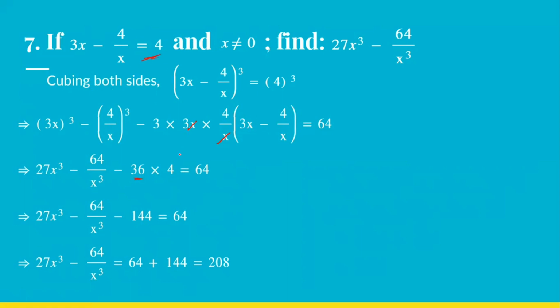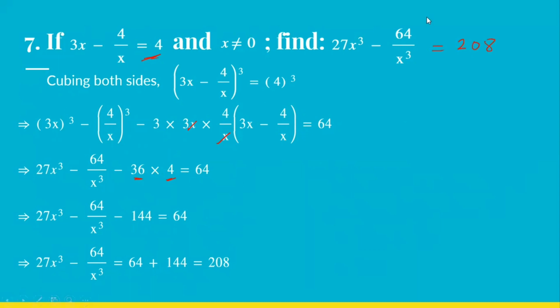The value is given as 4, that we put over here. 4 cube is 64. 3 cube is 27. So 27x cube minus 64 upon x cube minus 36 into 4 is 64. 36 multiplied by 4 is 144. This minus 144 goes here, becomes plus 144. 64 plus 144 is 208, is the value of 27x cube minus 64 upon x cube.